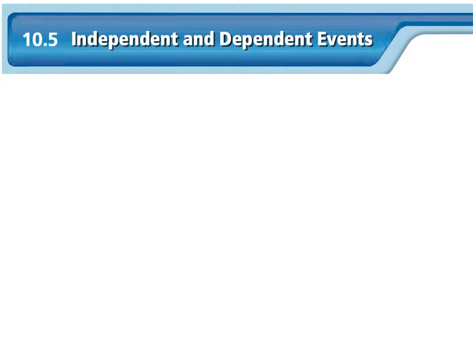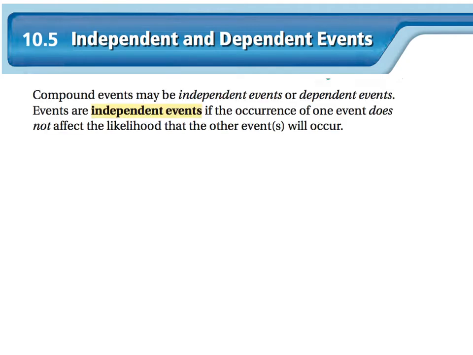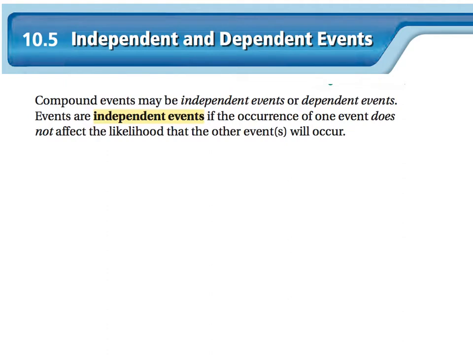In section 10.5, we're going to talk about independent and dependent events and how they relate to probability. So compound events may be independent events or dependent events. Events are independent events if the occurrence of one does not affect the likelihood that the other event will or will not occur. So it's important to understand that in an independent event, when something happens, it will not affect anything else that happens.